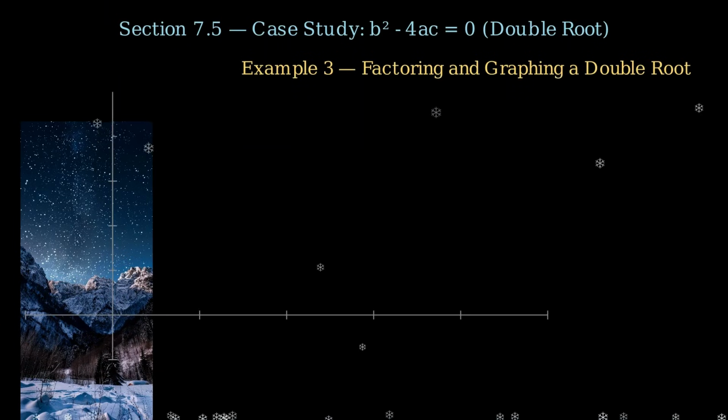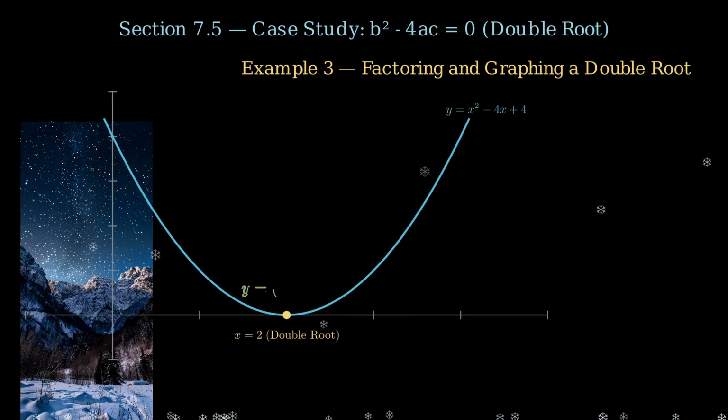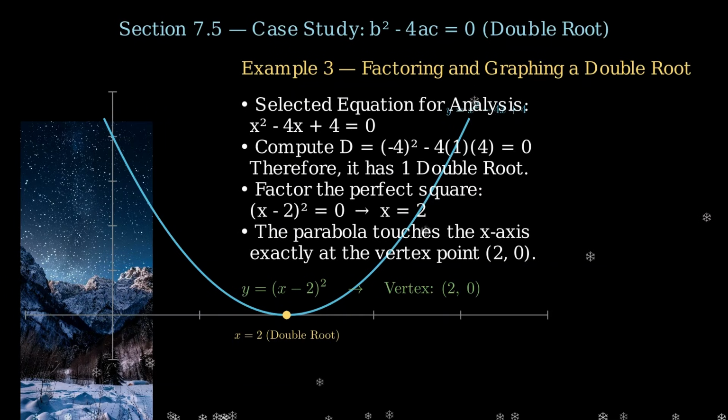Let's look at example 3 with creative new numbers. Determine the nature and find the values of the solutions for x squared minus 4x plus 4 equals 0. Computing b squared minus 4ac gives negative 4 squared minus 16, which is 0. This tells us the equation has a double root. Factoring reveals the single solution x equals 2. On the left, you can watch the blue parabola touch the x-axis perfectly at the point 2, 0.